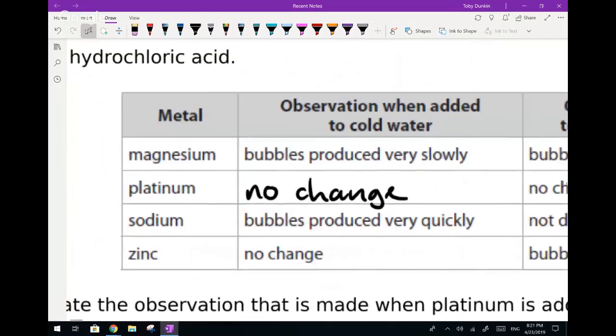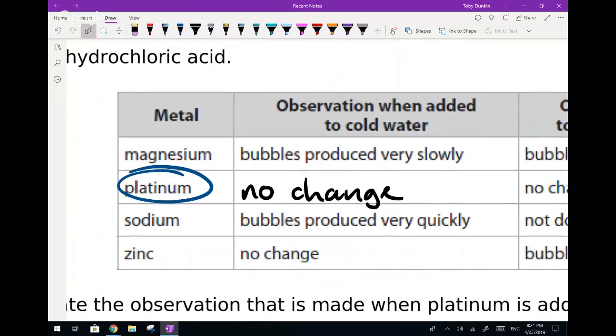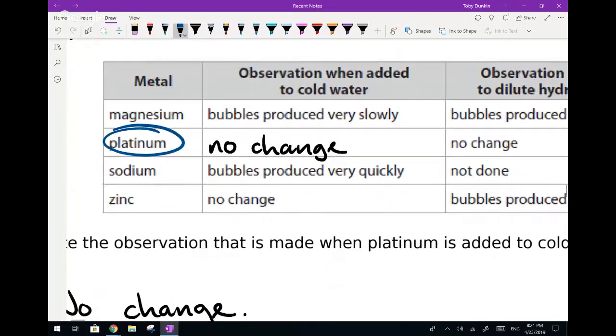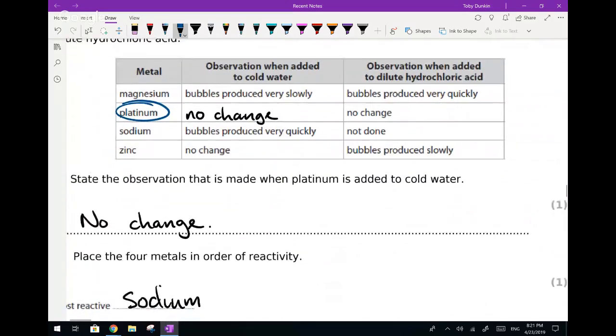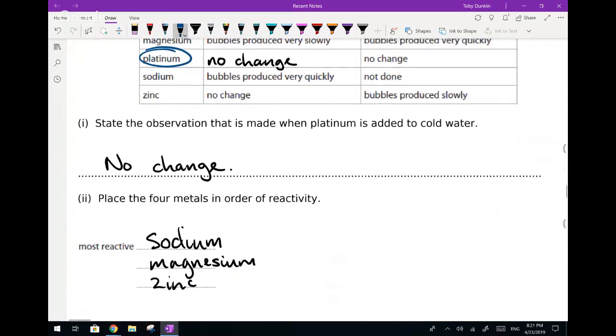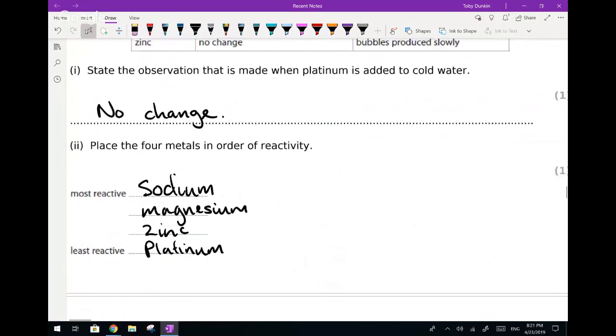Platinum will always have no reaction. That is the least reactive metal of all of them. So it'll never do anything in cold water, and it won't do anything in acid either. State the observation that is made with platinum: no change.